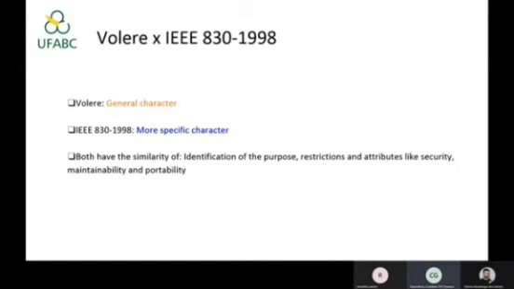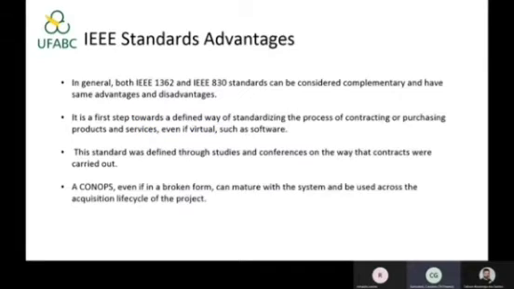And making a comparison between Volere and IEEE 830, Volere has a more general character, while IEEE 830 has a more specific character. They have some similarities, such as the identification of the purpose, the restrictions, and some attributes like security, maintainability, and portability. Next, Reinaldo is with you.